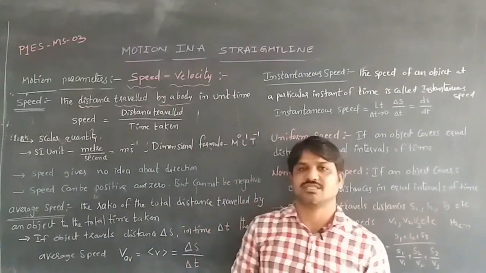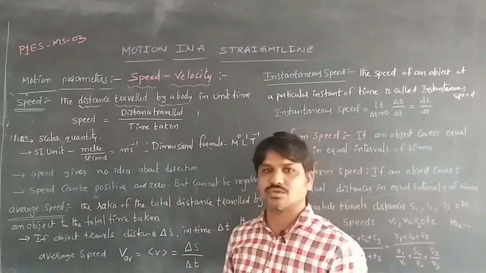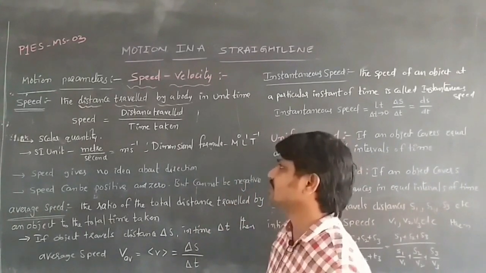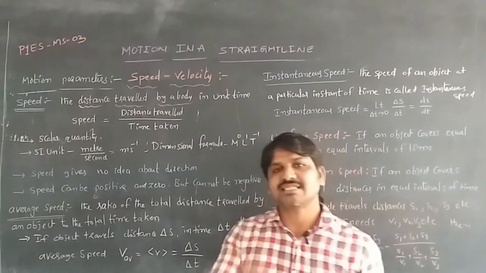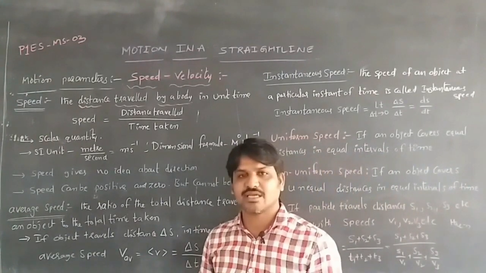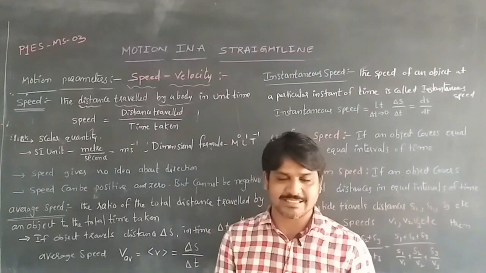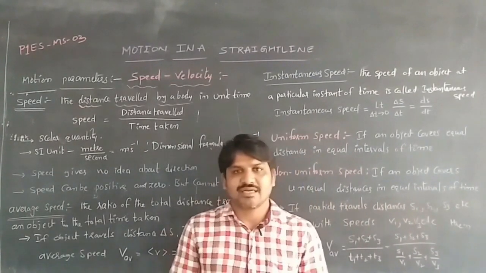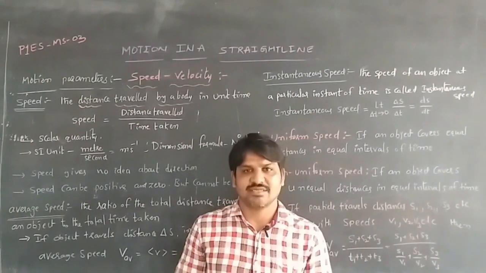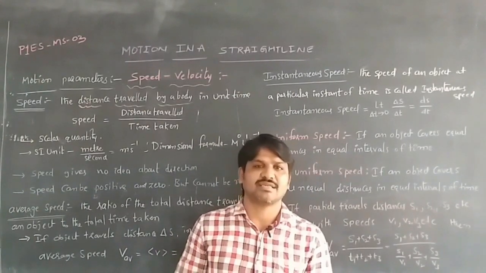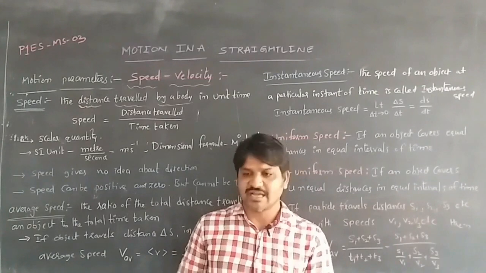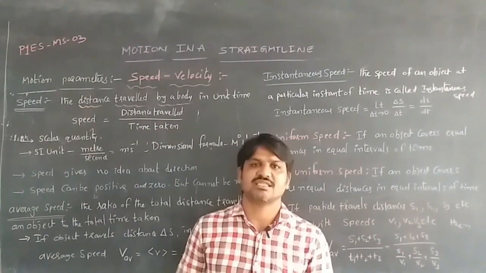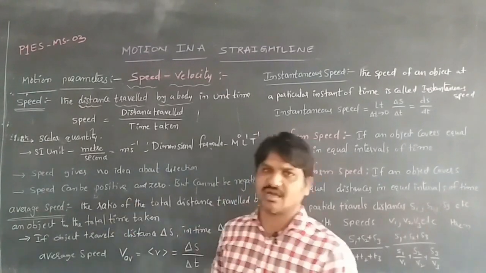Speed and velocity. Here we are going to learn what speed is. Speed means the distance travelled by an object in unit time. If a body travels from one point to another in a certain time, in unit time, say 1 meter in 1 second, then that is the speed of that body or object.